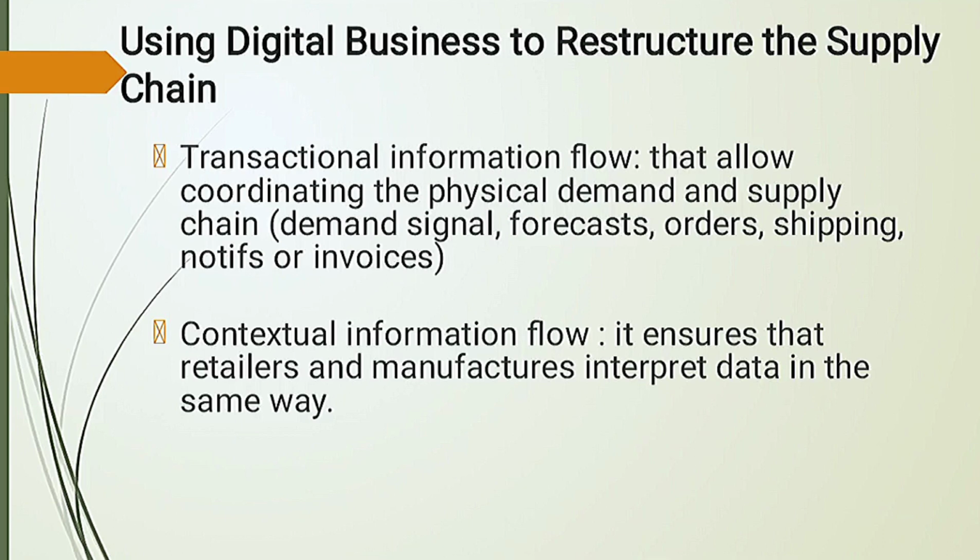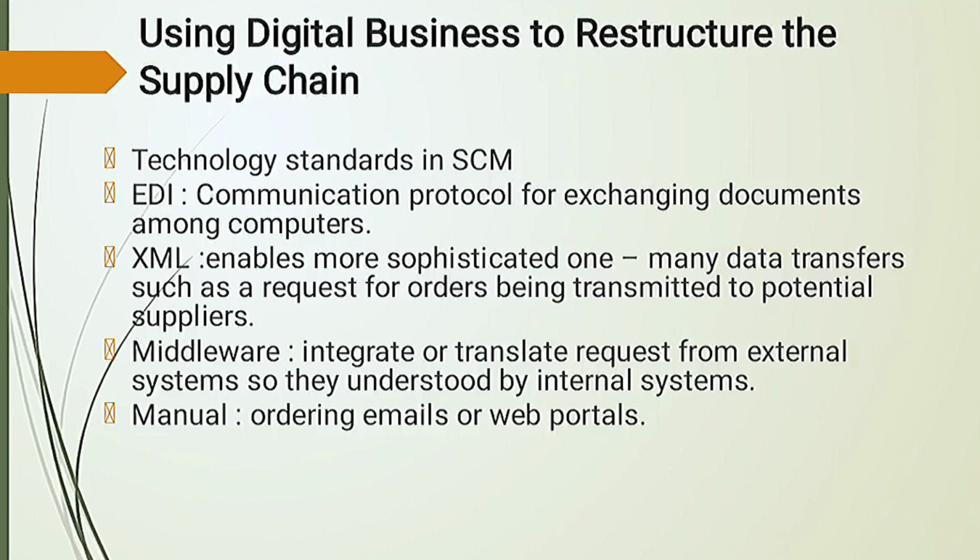It could help the transactional information flow and contextual information flow. The transactional information flow allows coordinating the physical demand and supply chain, such as demand signal, forecast, orders, notification, or invoice. The contextual information flow ensures that retailers and manufacturers interpret the data in the same way. In order to address it, it could use these technologies.